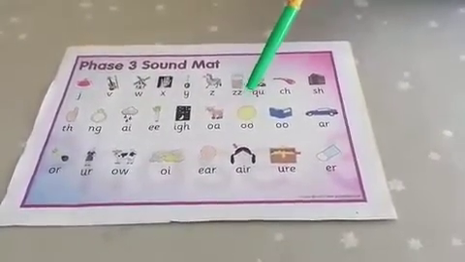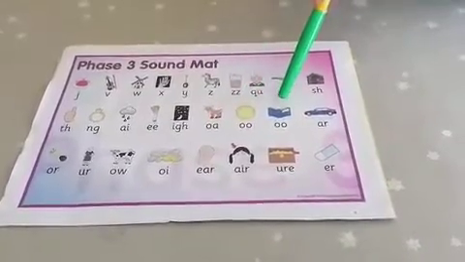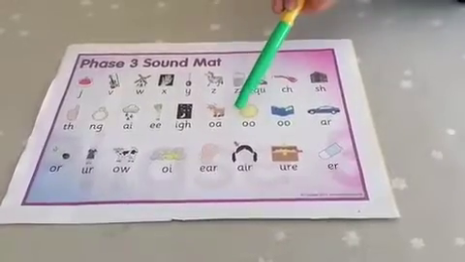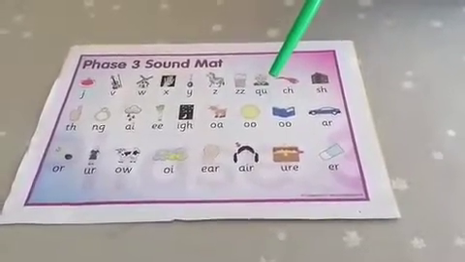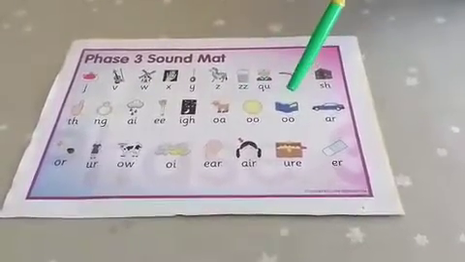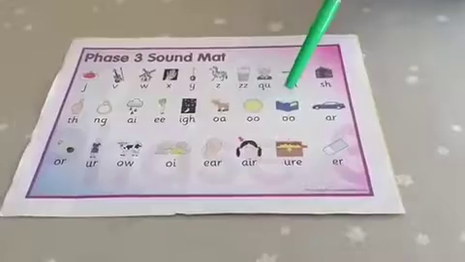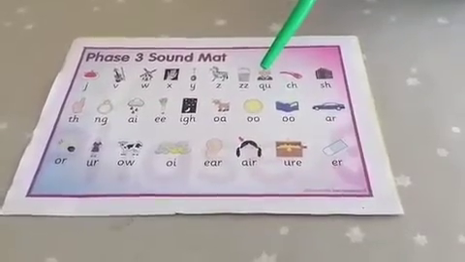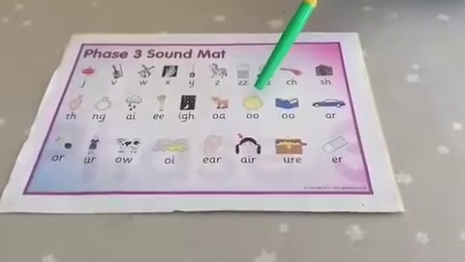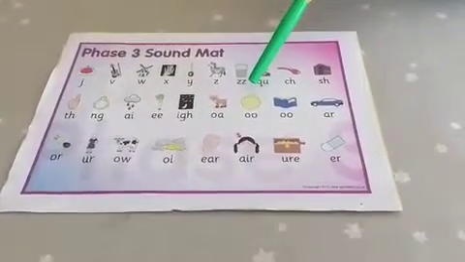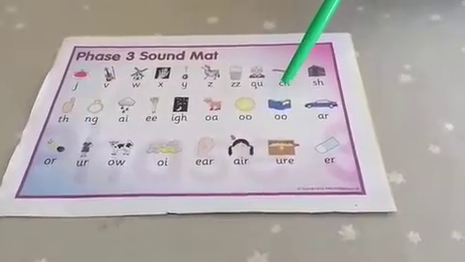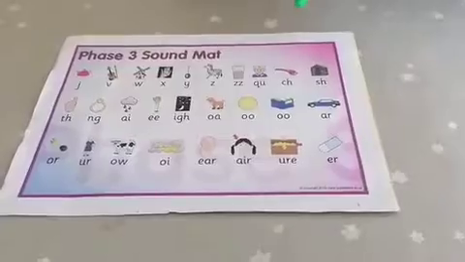today. We've got oo and oo, and I'm sure you've realised that they're the same grapheme. So they make two different sounds. I call it the long oo and the short oo. So they both look the same, but sometimes they make a different sound. In the word moon, moon, that's quite a long oo. And here we've got a book, book. The oo in book is the short sound.